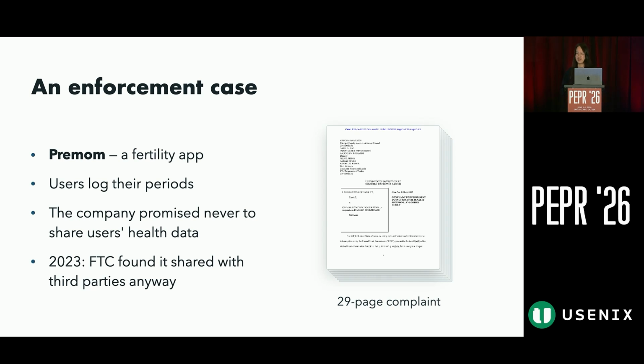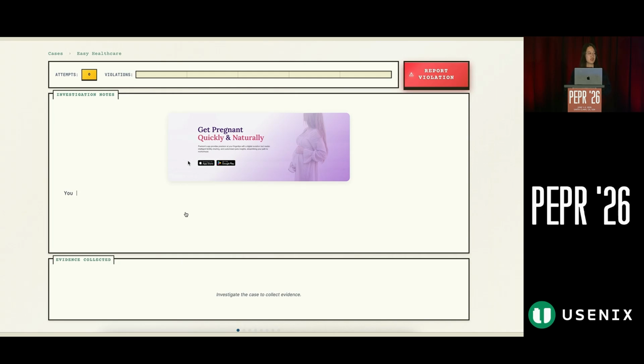Such details, like what the company actually did and what went wrong, are written in these 29 pages of complaint. It's a real and concrete lesson for us to learn from, but with these dense legal documents, I believe no developers are willing to sit down and dig through it. So instead, we turn it into a game. So let me show you how the game works.